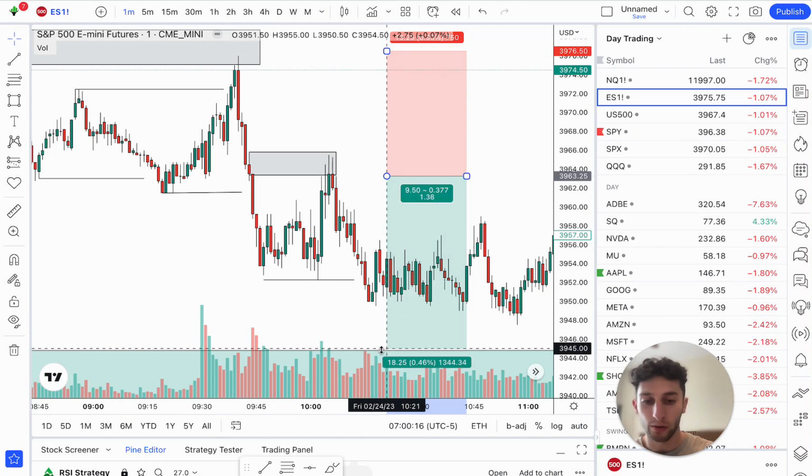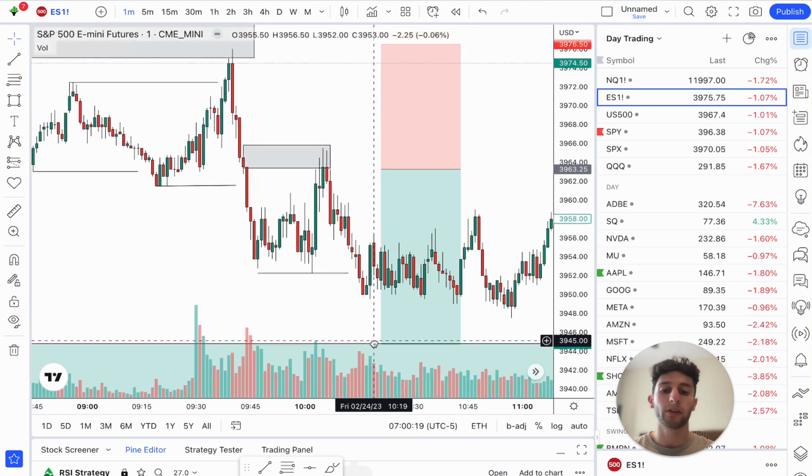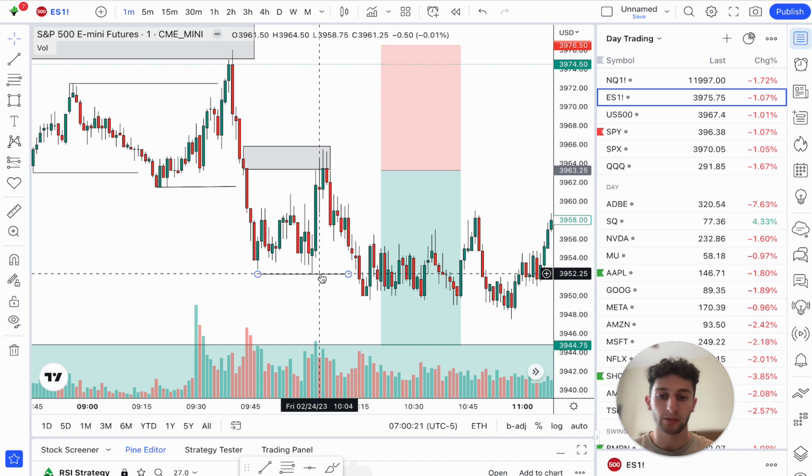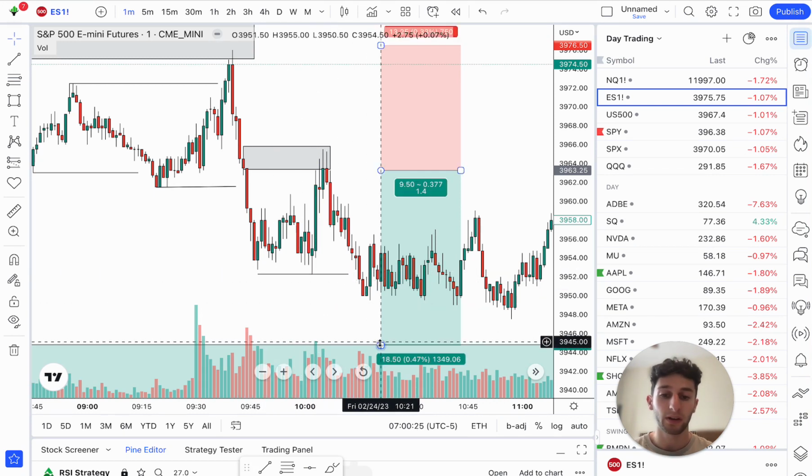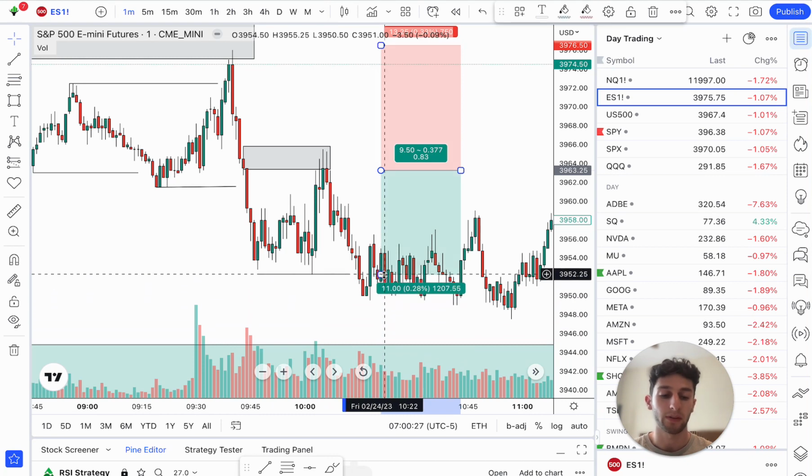Obviously, I can hold some runners down to this demand, but I want to be able to take profit at that first liquidity low, because I know this is going to be where a ton of retail traders have their stops, and I want to make sure that I can take profit when that happens.